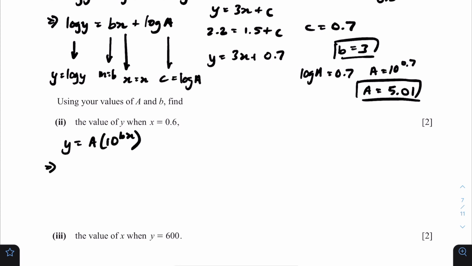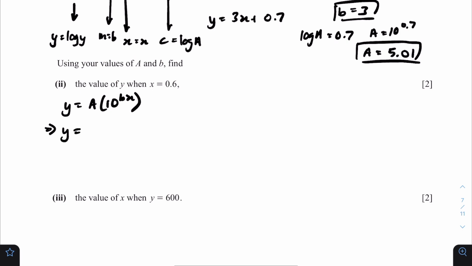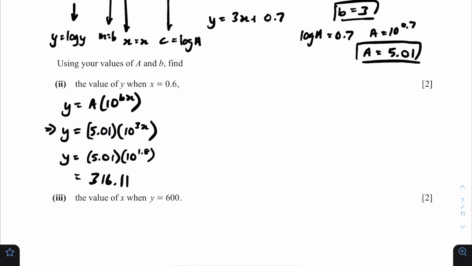In this case, we know what a and b are. So we can say that y is equal to 5.01 times 10 to the power of bx, and in this case b is 3. And it says when x is 0.6. So y is going to be equal to 5.01 times 10 to the power of 3 times 0.6, which is the same thing as 1.8. And then when you put this into the calculator, 5.01 times 10 to the power of 1.8, you get 316.11 as your answer. Or you can write this as 316, to three significant figures.